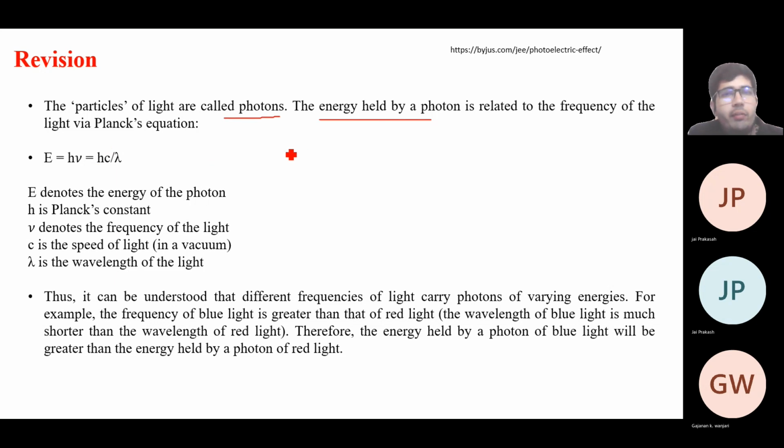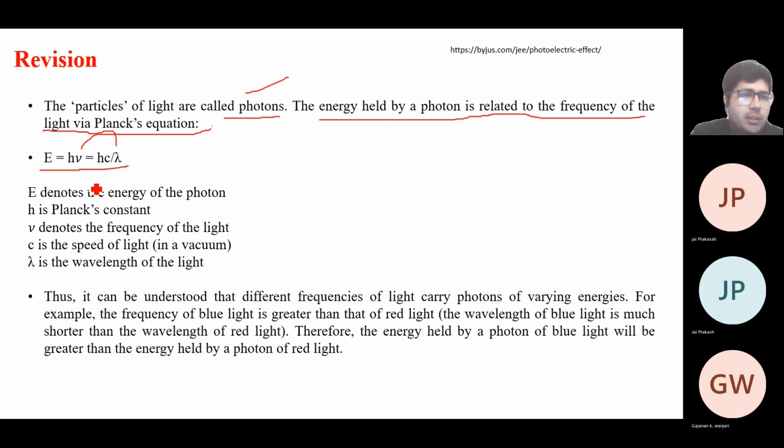The energy held by the photon is related to the frequency of the light via Planck's equation. E equals h nu, and nu equals c upon lambda. So the light has particles that give energy to the electrons on the metal surface, and they break the bond with their nuclei and eject from the metal surface. These particles of light are called photons. This is the Planck's equation given by the scientist Planck: E equals h nu, and nu is c upon lambda.